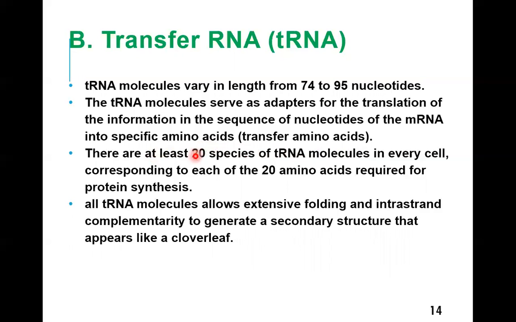So there are at least 20 species of tRNA molecules in every cell, corresponding to each of the 20 amino acids required for protein synthesis. Each amino acid has one tRNA to transfer it. All tRNA molecules allow extensive folding and interstrand complementarity to generate a secondary structure that appears like a clover leaf.